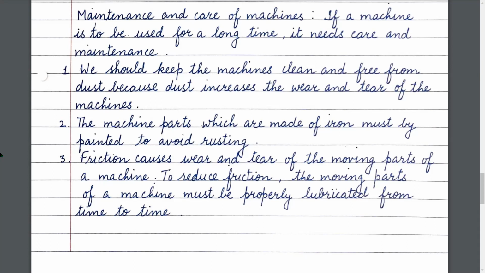Number two, the machine parts which are made of iron must be painted to avoid rusting. Number three, friction causes wear and tear of the moving parts of a machine. To reduce friction, the moving parts of a machine must be properly lubricated from time to time.